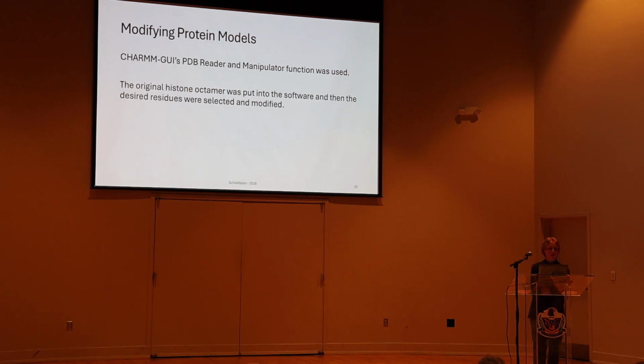How the proteins were modified is done using CHARMM-GUI's PDB Reader and Manipulator function. This function allows you to select target residues and select which modification you'd like to happen to them. The original histone octamer was put into this program, and then the desired residues were selected and modified.